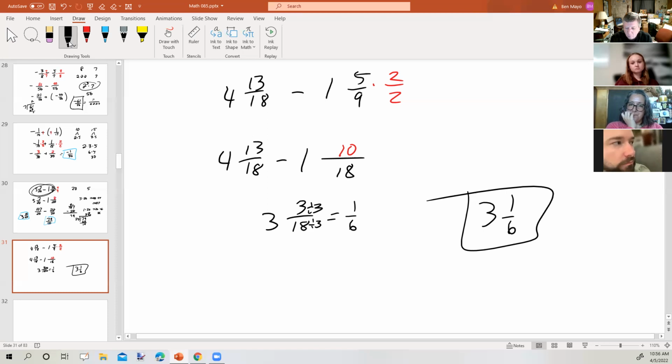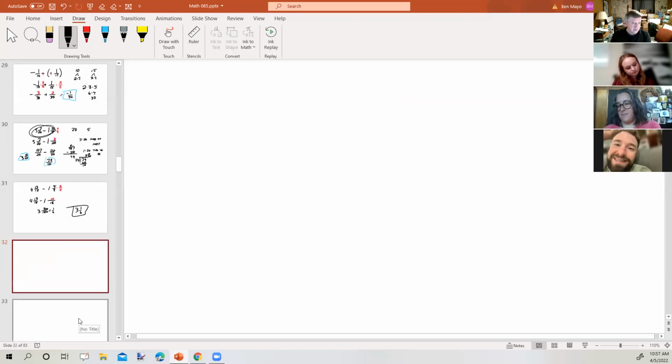Now, what we're going to look at next is multiplying or dividing fractions and mixed numbers. The nice thing is, to multiply or divide fractions or mixed numbers, you don't need a common denominator. That should be good news. Woohoo! All right, let the celebration continue. All right, so let's take a look at this example.